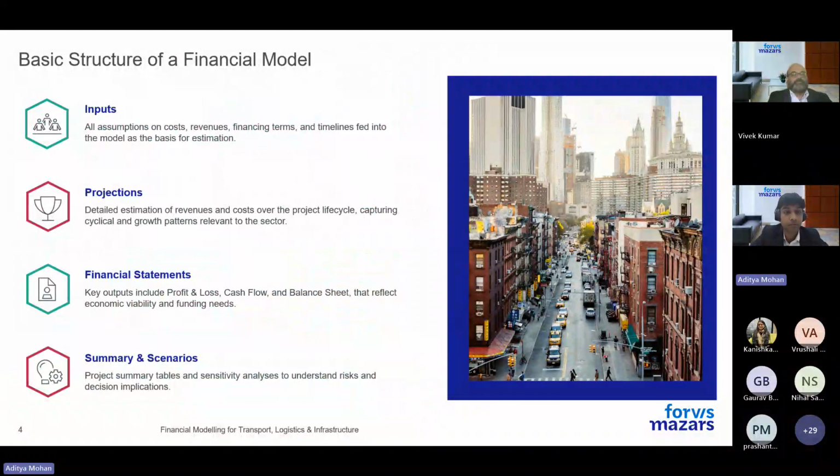So the first point is the inputs. So inputs are the measures of independent project variables that you would feed into the model. Now these variables or inputs include assumptions about project costs, revenue drivers, financing terms, timelines, tax rates, and inflation and escalation rates and macroeconomic variables. Now these inputs must be comprehensive and realistic as they determine the model's utility.